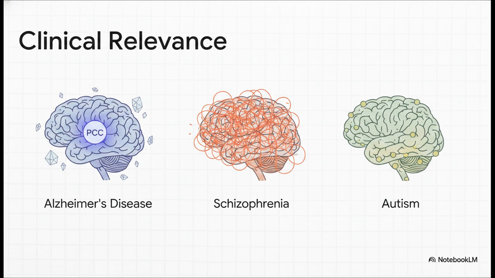In Alzheimer's, the network's core hubs, especially that posterior cingulate cortex we mapped out, are among the very first areas to show reduced activity and plaque buildup. In schizophrenia, we see dysregulation in how these internal networks interact with external reality. So mapping the anatomy isn't just about understanding daydreams, it's the absolute foundation for understanding cognitive decline and psychiatric health.